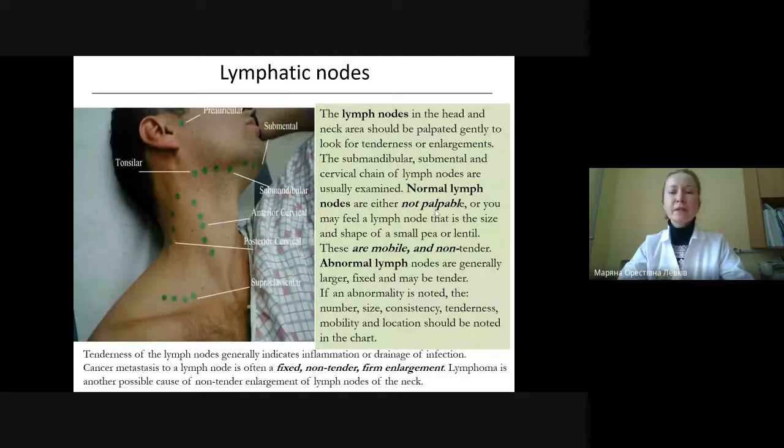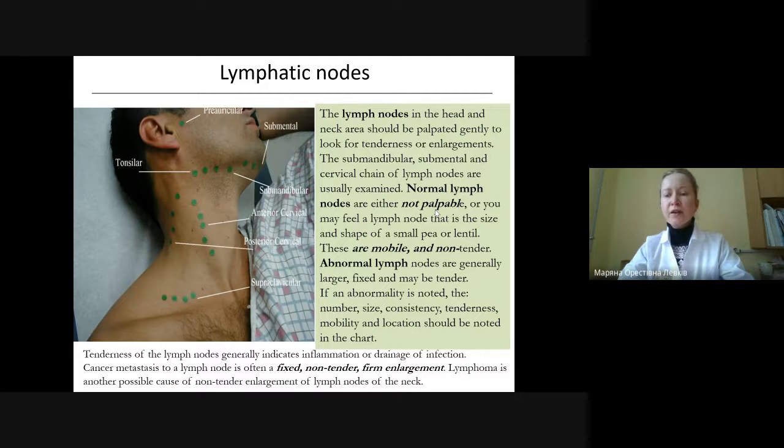After visual examination, we can continue with palpation. Palpation can be done of lymphatic nodes. The lymph nodes in the head and neck area should be palpated gently to look for tenderness or enlargements. The submandibular, submental, and cervical chain of lymph nodes are usually examined.